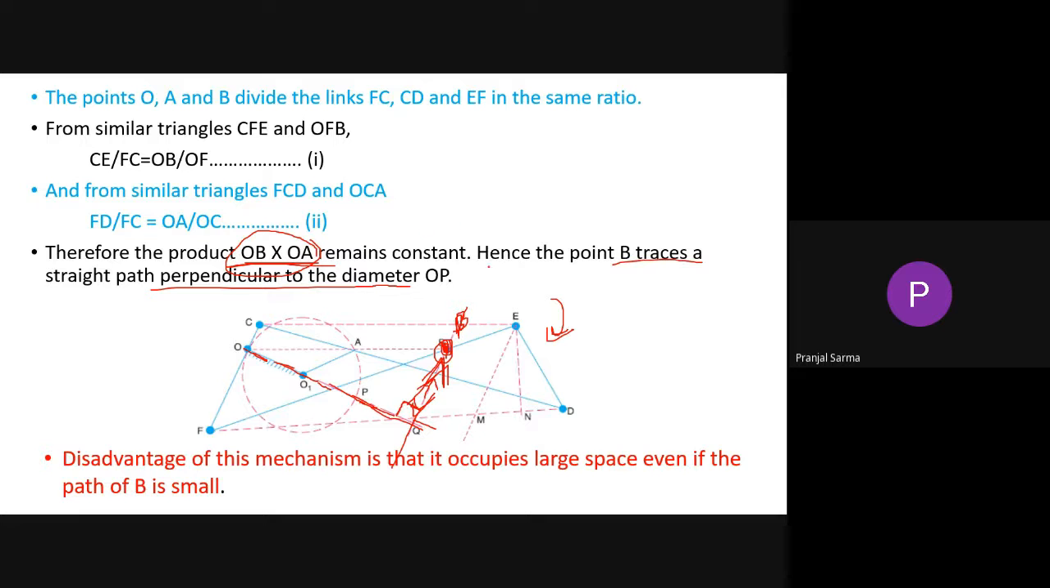So can anyone tell me? We have seen that in this direction we are going to get that particular straight line motion. Suppose I am going to use this particular mechanism only, and in this direction I need the straight line behavior. What can be done? We are getting it along this direction, but I want it along this direction. Any idea?